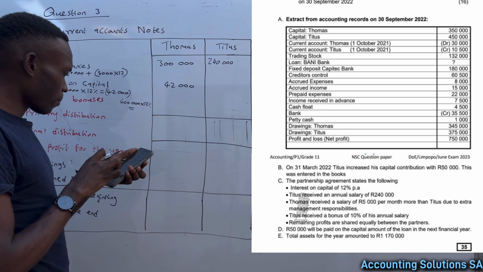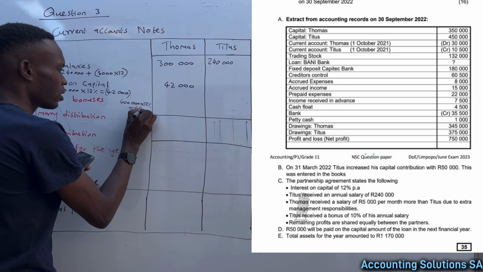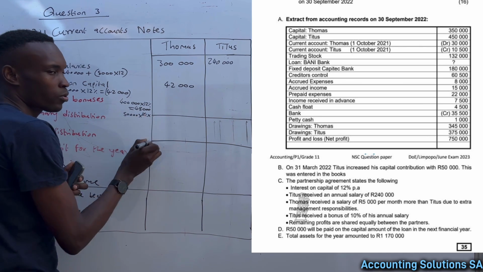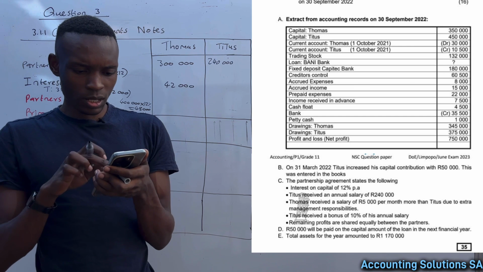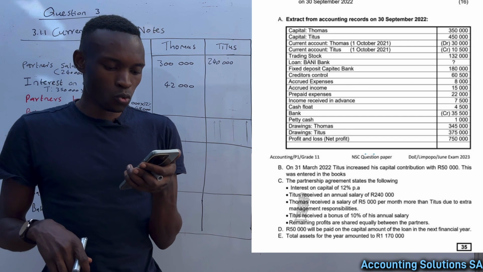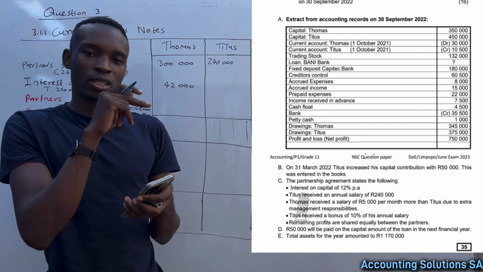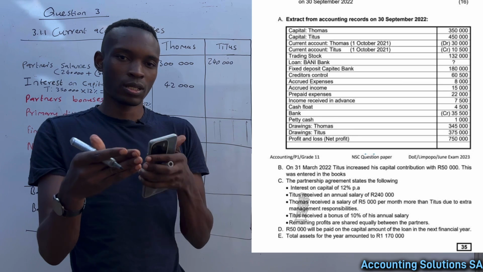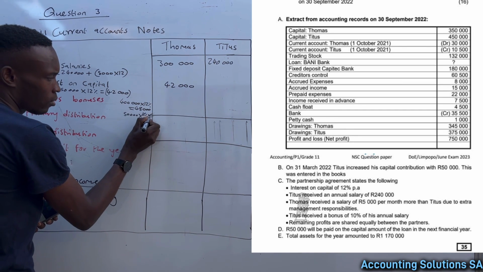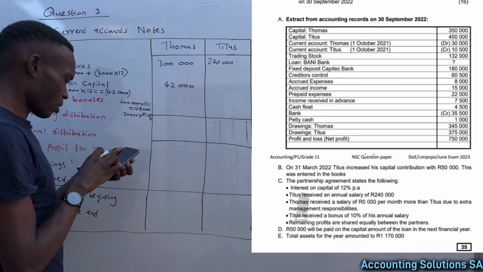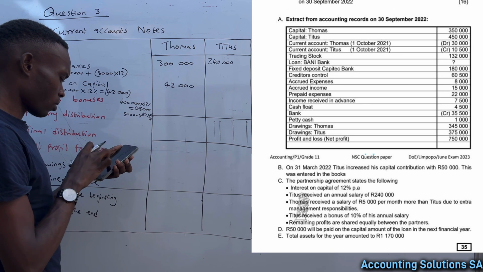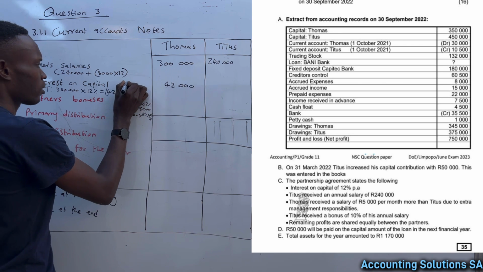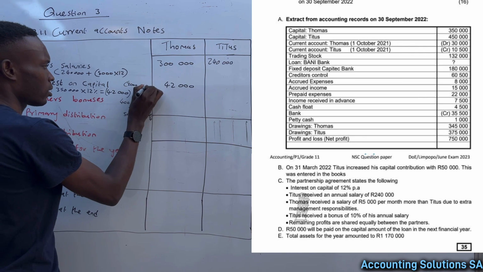400,000 multiplied by 12% gives you 48,000, and the other 50,000 multiplied by 12%, but we need to count the months. How many months? They said on 31 March 2022, which means that we count from April, up to 30 September. It's April, May, June, July, August, September: 6 months. Multiply by 6 over 12. Let me calculate. It's going to give you 3,000. Which means, in other words, the answer will be 3,000 plus 48,000.